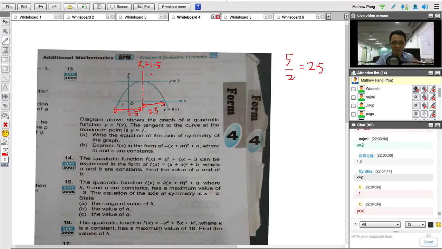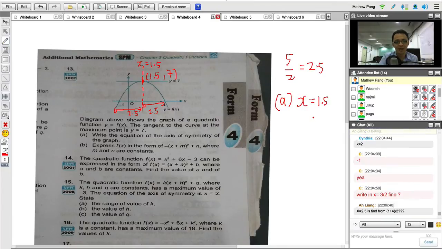This is something you must get the idea of, because this is a parabola graph. A parabola graph means your axis of symmetry is always on the middle. When it's on the middle, you just take the x-intercepts and divide by 2. Then I can easily get my maximum point now. My maximum point is (1.5, 7). So my axis of symmetry is just x equals 1.5. I got my answer for A. It's just x equals 1.5, or you can write x equals 3/2. It doesn't matter, as long as you write x equals 3/2.